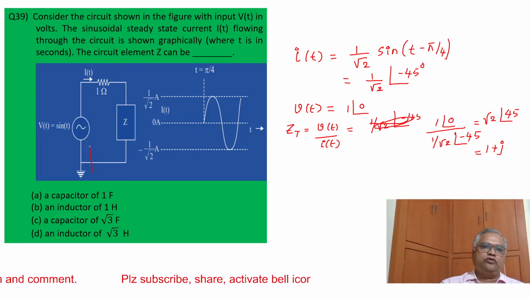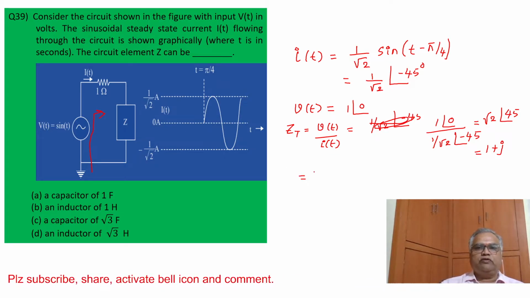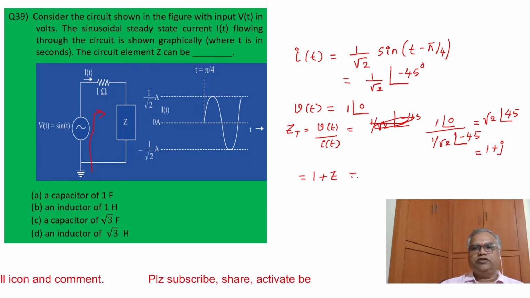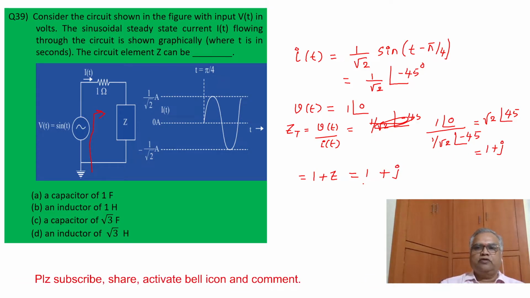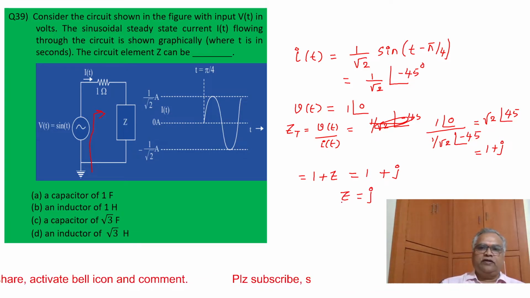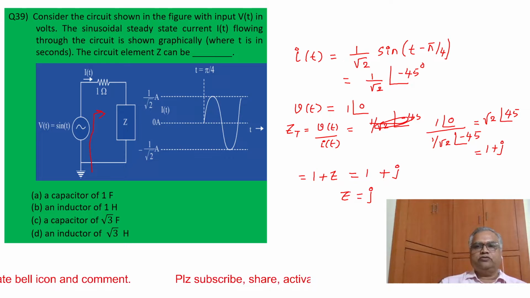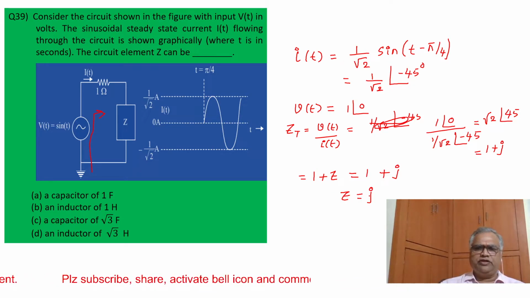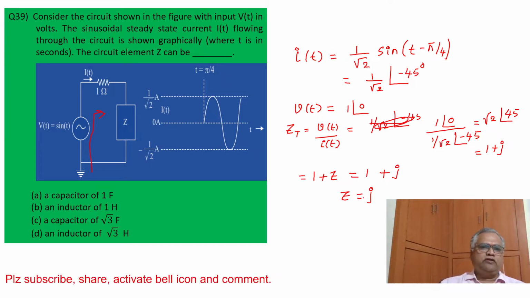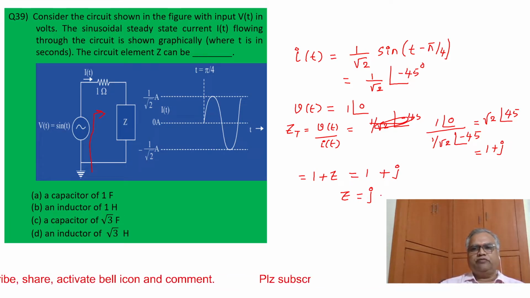But what is the total impedance Z of t? It is 1 plus z. It is 1 ohm given, this impedance is z. So 1 plus z is given, and we got it as 1 plus j. So what is the z value here? j. So this must be either an inductor or a capacitor. Plus j means inductor, but the inductor value we also have to find.